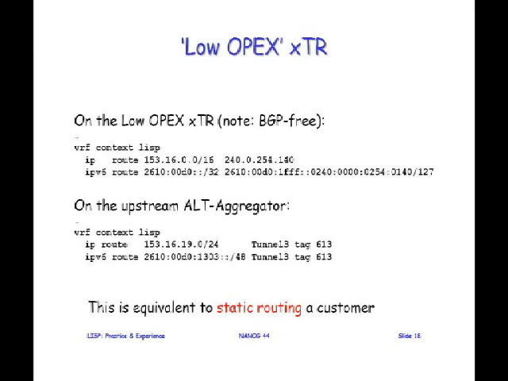Okay, so that's what these first two lines are. So just take the whole /16 and send it, right? That's like a default route. And then on the upstream ALT aggregator, just point the specific that this site is authoritative for back down the tunnel. So that's how I did this. And this is just like, you know, when you have a customer that you're static routing, it's exactly the same.